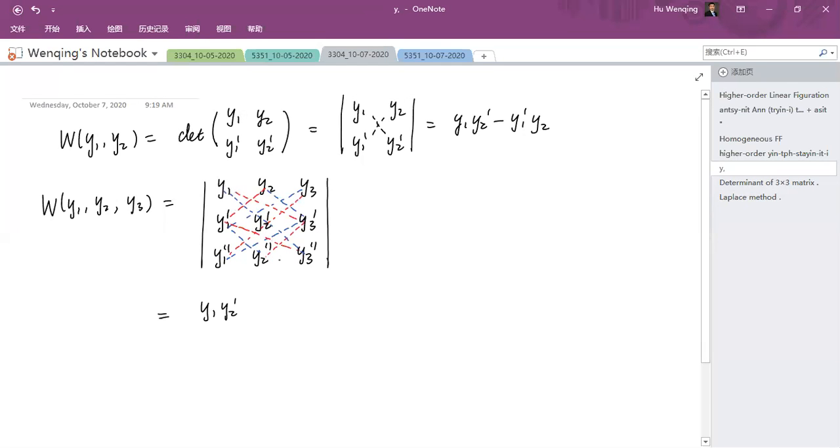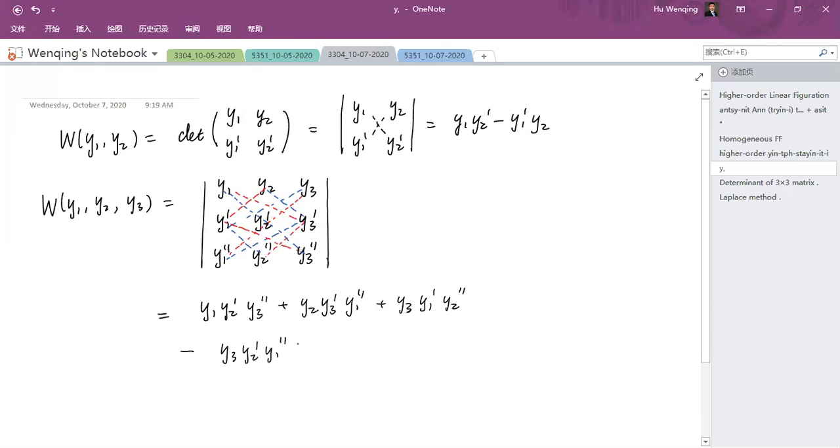So that's y1, y2 prime, and y3 double prime, plus y2, y3 prime, and y1 double prime, plus the third term, y3, y1 prime, and y2 double prime. And then it's subtracting. We are subtracting those red arrows. So that's y3, y2 prime, and y1 double prime.